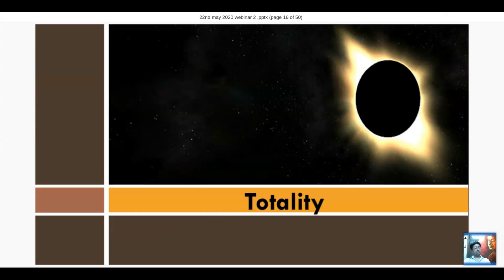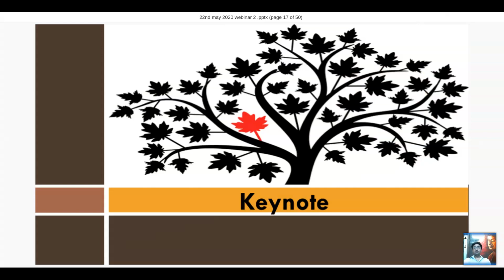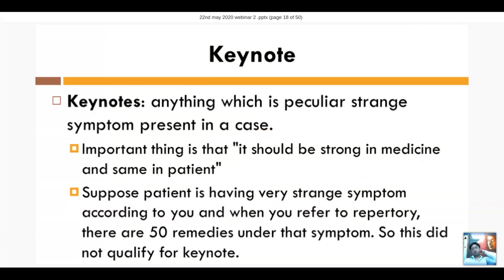So the next type of information which we get is totality, and we all know that very well, so we're just skipping this. The other important thing next to totality is keynote, right? Now, these are very important. First of all, what are the keynotes? Anything which is a peculiar, strange symptom present in the case, right? Now, the important thing here is to understand that it should be strong in the medicine and strong in the patient.